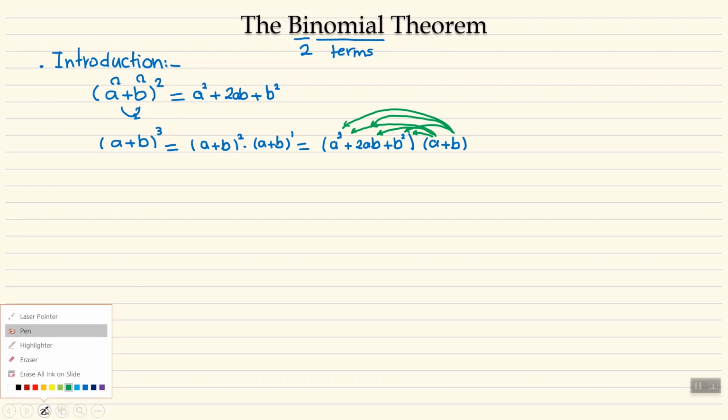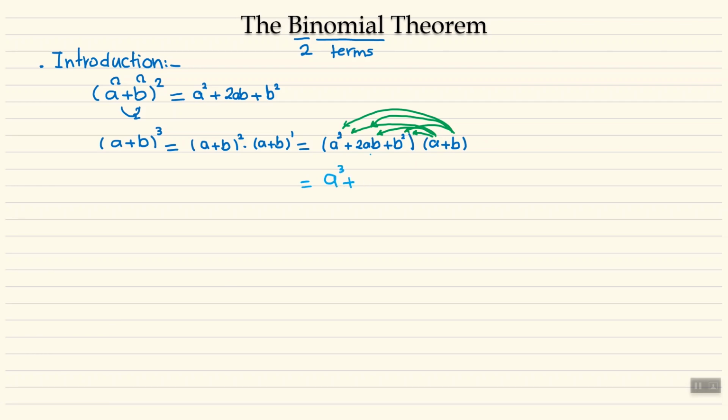So let's see, what do we get? If we do this, what do we get exactly? We will get the following. We will get a cubed plus, when we multiply a by 2ab, we get 2a squared b. Then plus a times b squared is ab squared. Then plus a squared times b is a squared b, plus 2ab times b is 2ab squared, and then plus b squared times b is b cubed.